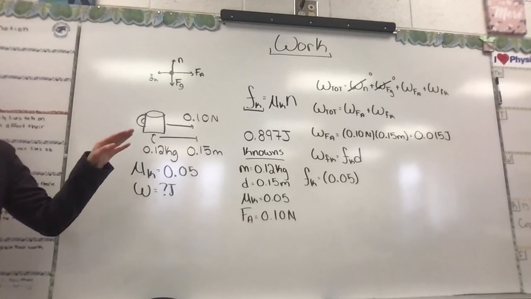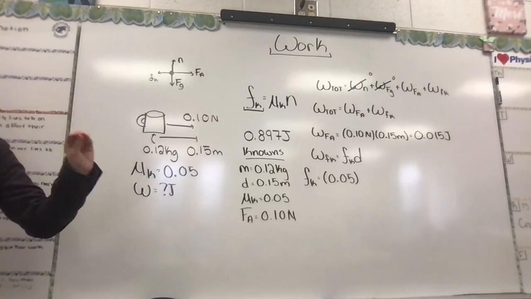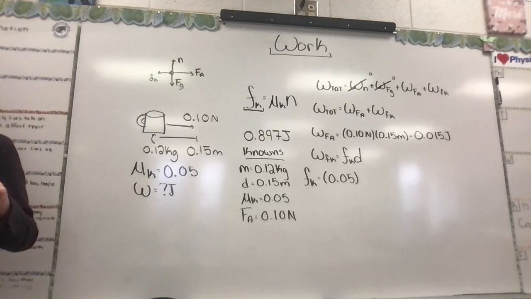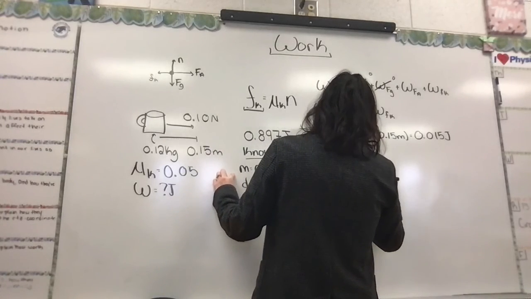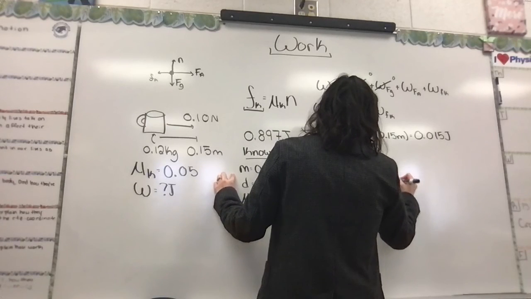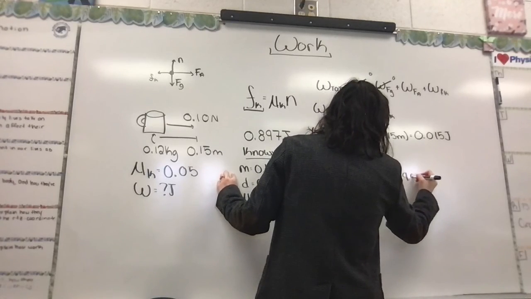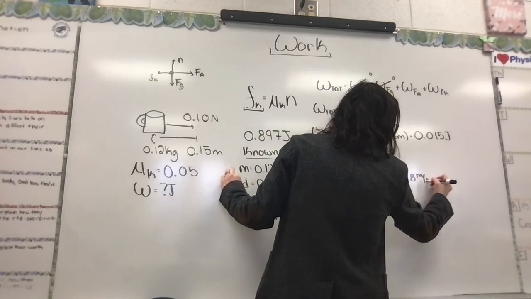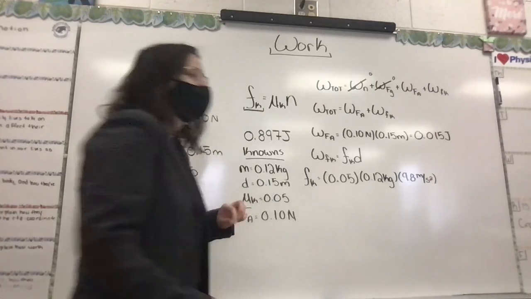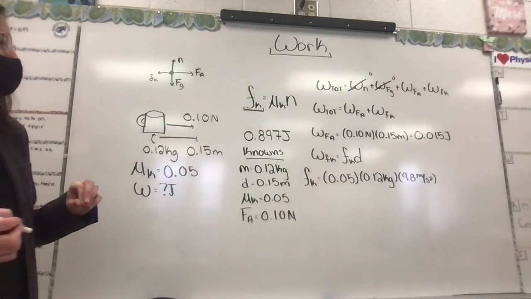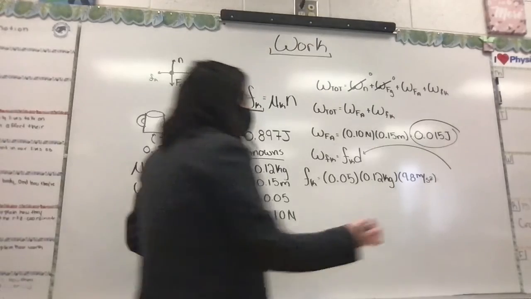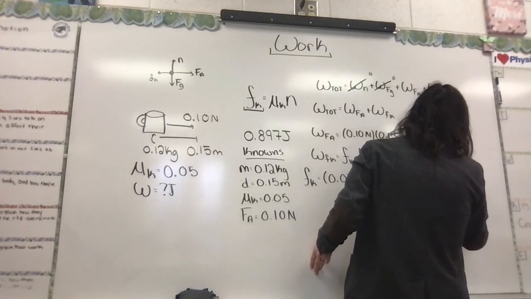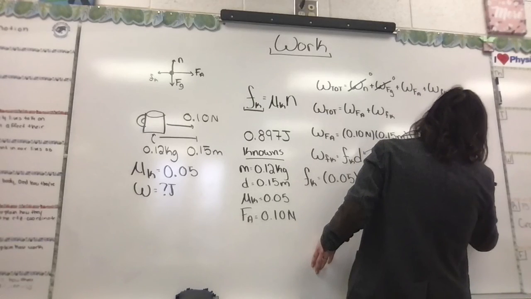Now, normal is not 0. There's no work done due to the normal, but how do we find the normal force? It's the same way you find gravity. You take the mass of the mug, which is 0.12 kilograms, and multiply it by 9.8 meters per second squared. Okay? Now, what does that give us? 0.05 what? 0.588.